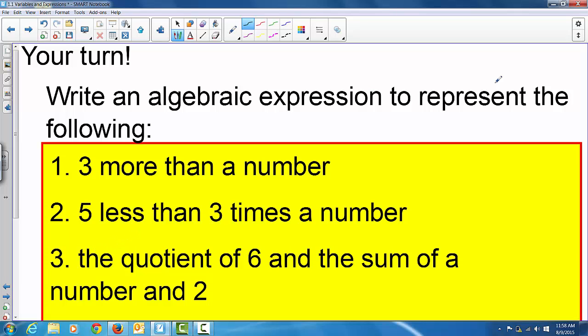All right, 3 more than a number. 5 less than 3 times a number. 5, once again, less than means you're going to be switching the order. So 5 less than 3 times a number, 3x minus 5. The quotient of 6 and the sum of a number and 2. So quotient means division, so we go division, the quotient of 6 and the sum of a number and 2. There we go. How did you do? I hope you did well.